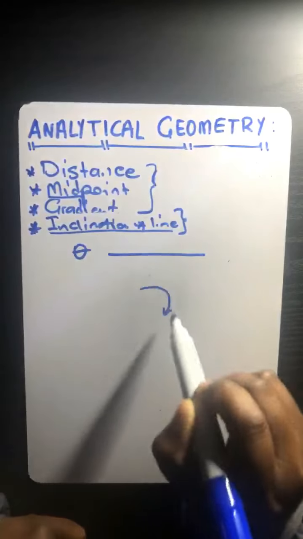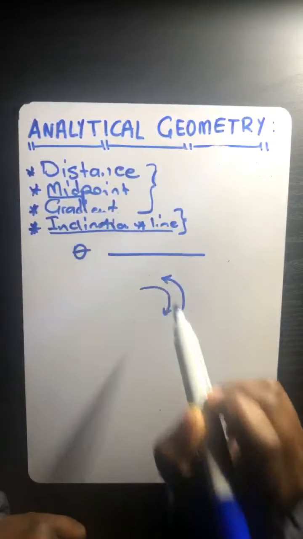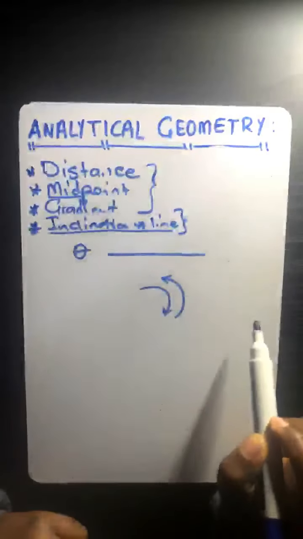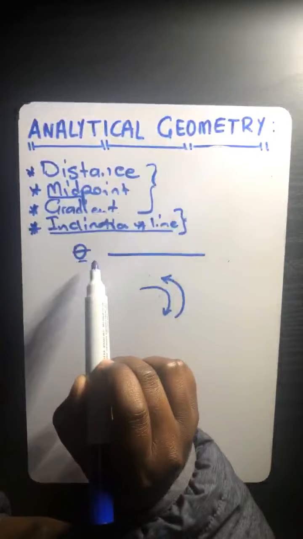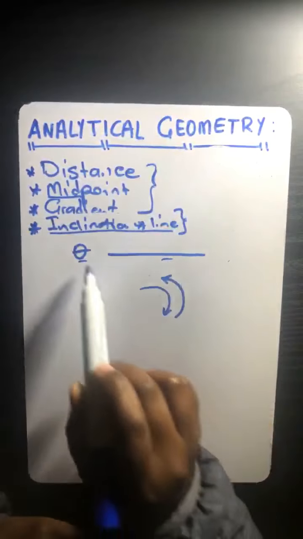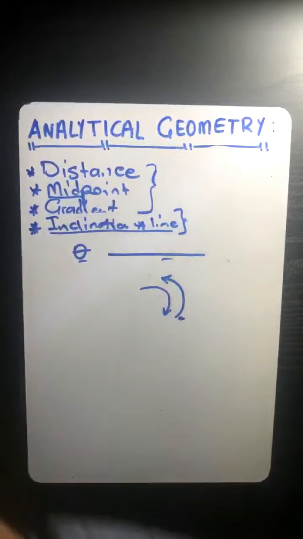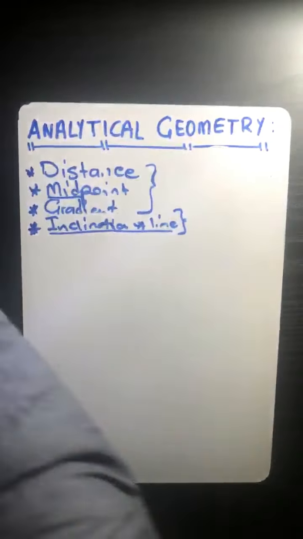An opposite of a clockwise would be an anti-clockwise. So in my definition of inclination of a line, I'm talking about three things: the angle, the horizontal, and this angle being formed in an anti-clockwise direction. Let me represent these on a Cartesian plane so that it makes perfect sense.